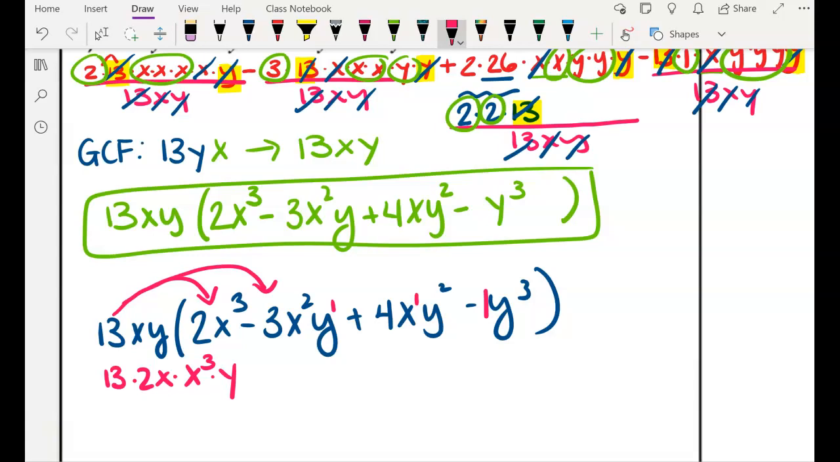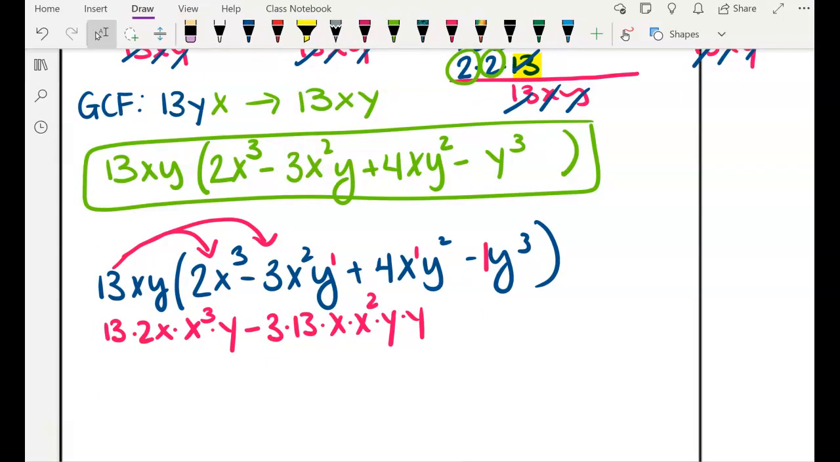13xy times 3x squared y, so minus 3 times 13. You have an x on the outside, x squared on the inside, 1y on the outside, and then 1y on the inside. Remember, I'm going to put all the common variables together. Similarly with this, plus 13 times 4.